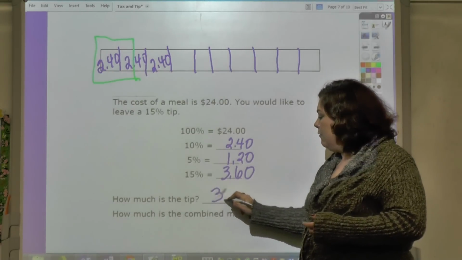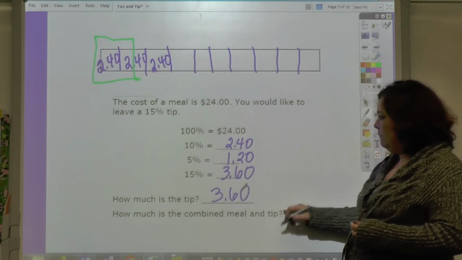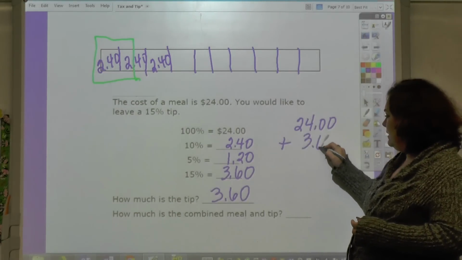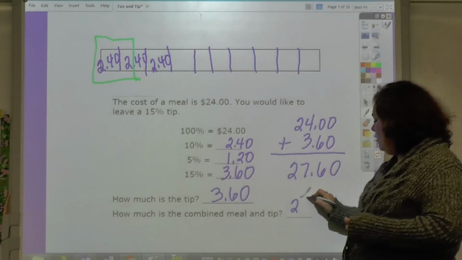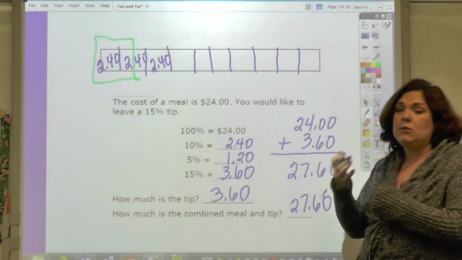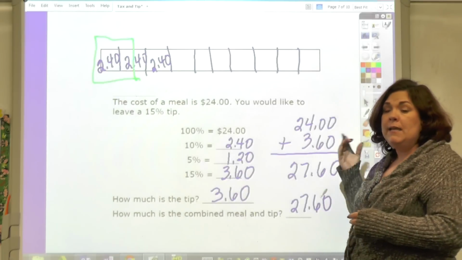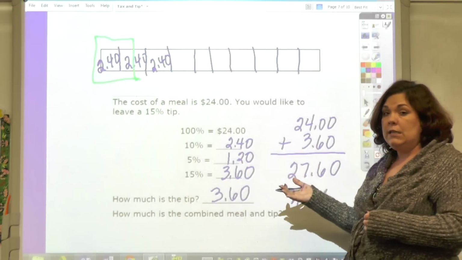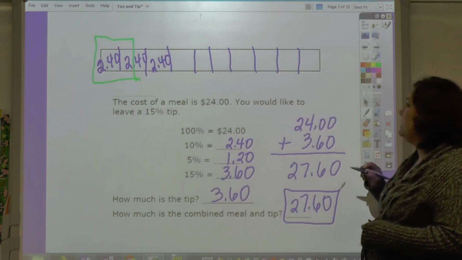Now that is the amount of tip, and then it says how much is the combined meal and tip. So that's $24 plus $3.60 for a total of $27.60. Now, some of you might think, well, I don't want to pay an extra $3.60, but you have to know that that person waited on you and served you, and they make very little per hour. So they depend on these tips, and if you get good service, it's worth paying for, and you need to include that in your amount. So this is the amount, $27.60 that you owe.